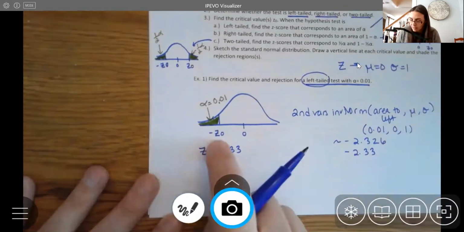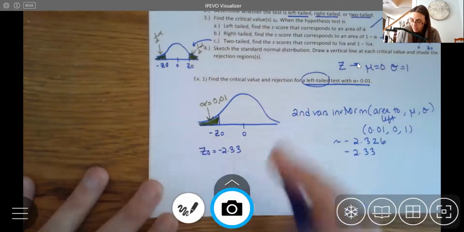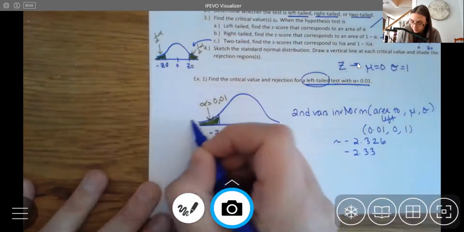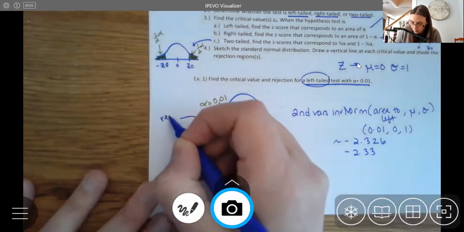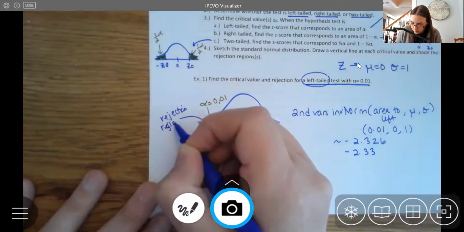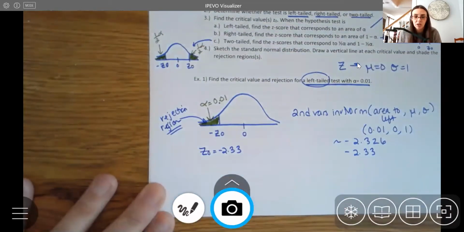So here's that rejection value or critical value, and the one that's shaded in is your rejection region. Whatever you have shaded in there for that alpha, that is your actual rejection region.